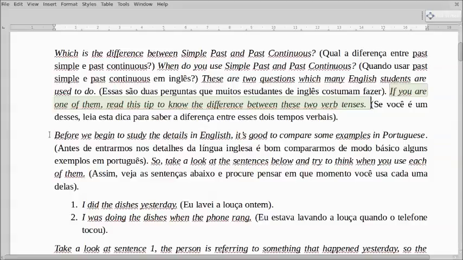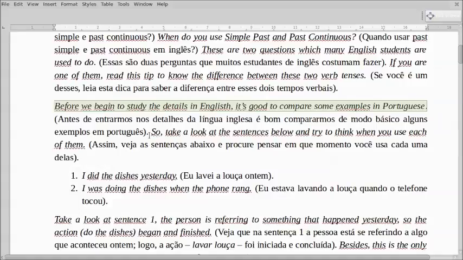verbais. Before we begin to study the details in English, it's good to compare some examples in Portuguese. Antes de começarmos a estudar os detalhes, em inglês, é bom comparar alguns exemplos em português. So, take a look at the sentences below and try to think when you use each of them. Então, dê uma olhada nas frases abaixo e tente pensar quando que você usa cada uma delas. I did the dishes yesterday. Significa, eu lavei a louça ontem. I was doing the dishes when the phone rang. Eu estava lavando a louça quando o telefone tocou.